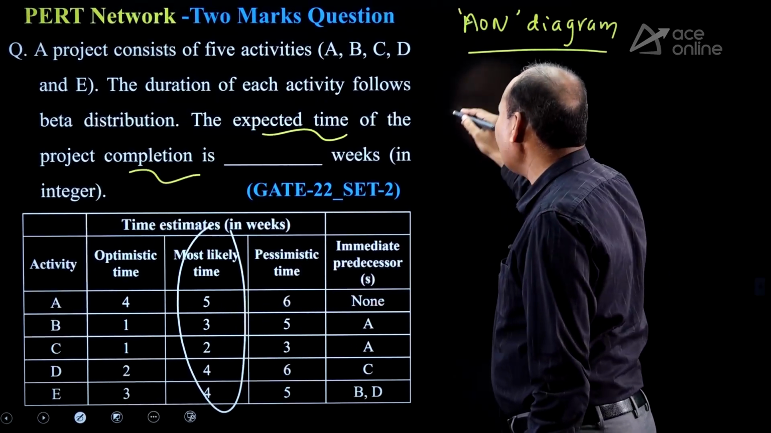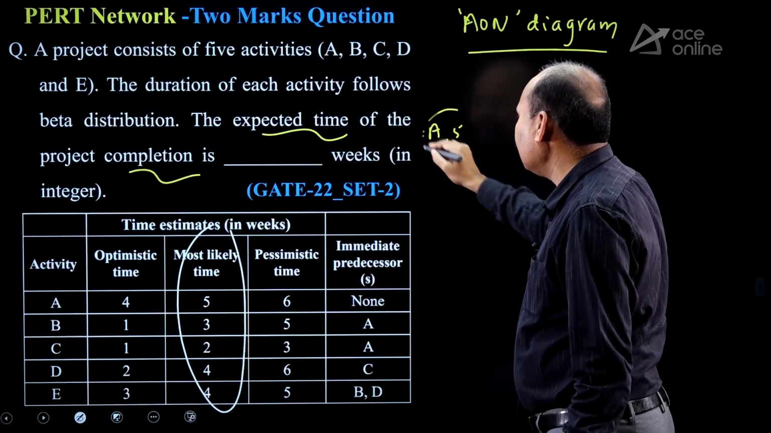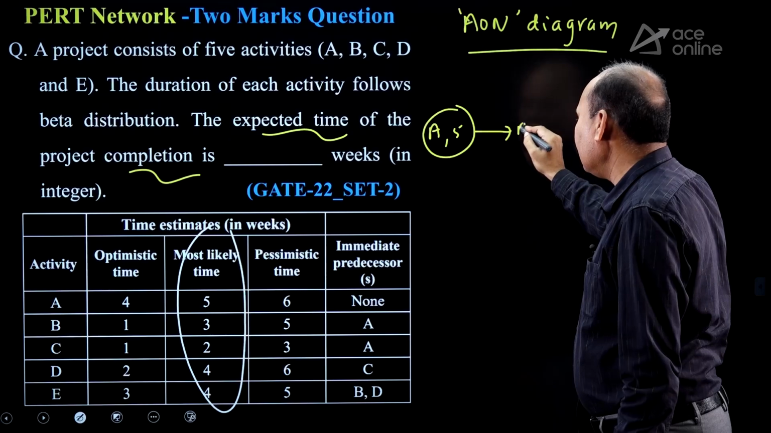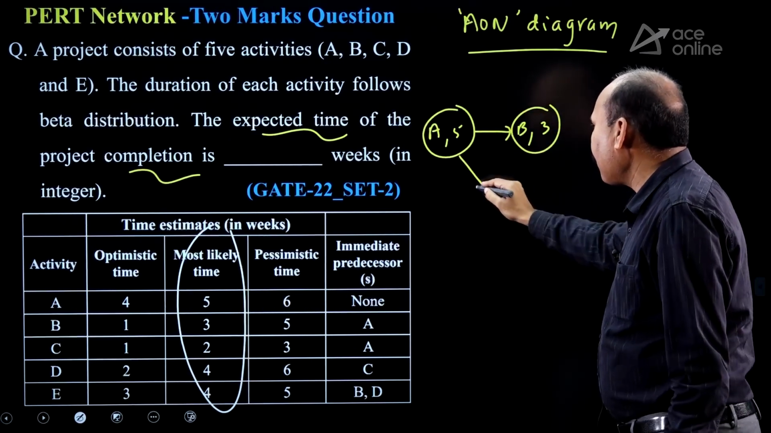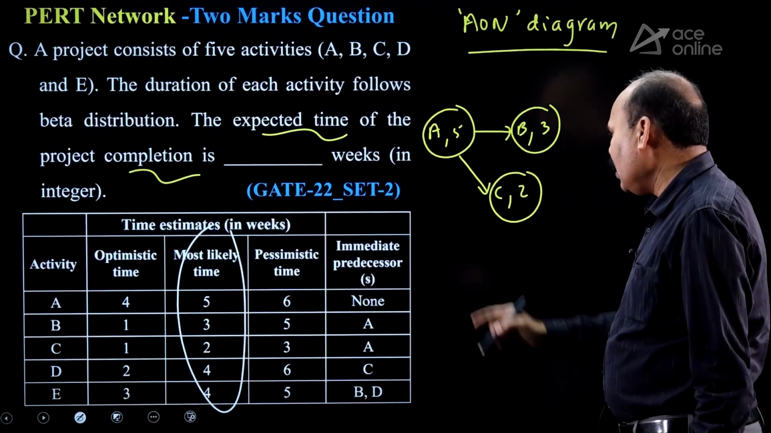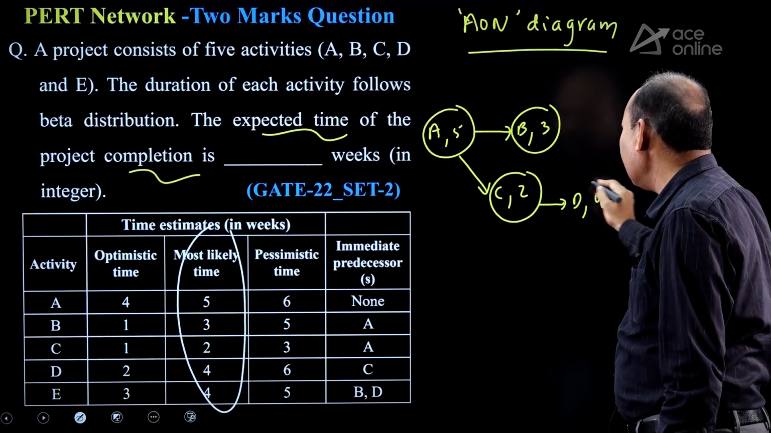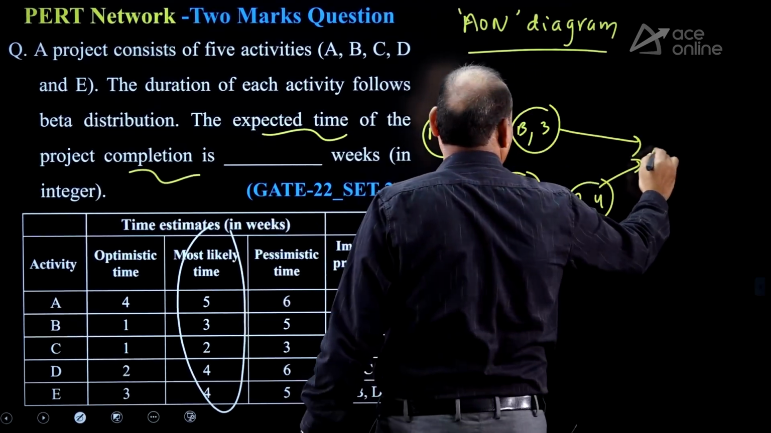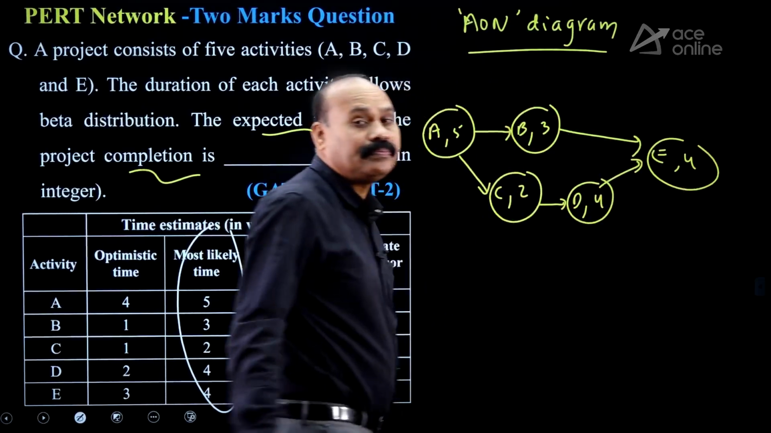First of all, A has no condition. What is the duration of A? 5. B after A, duration of B 3. C after A, duration of C 2. D after C, duration of D 4. E after B and D, duration of E 4. That's all.